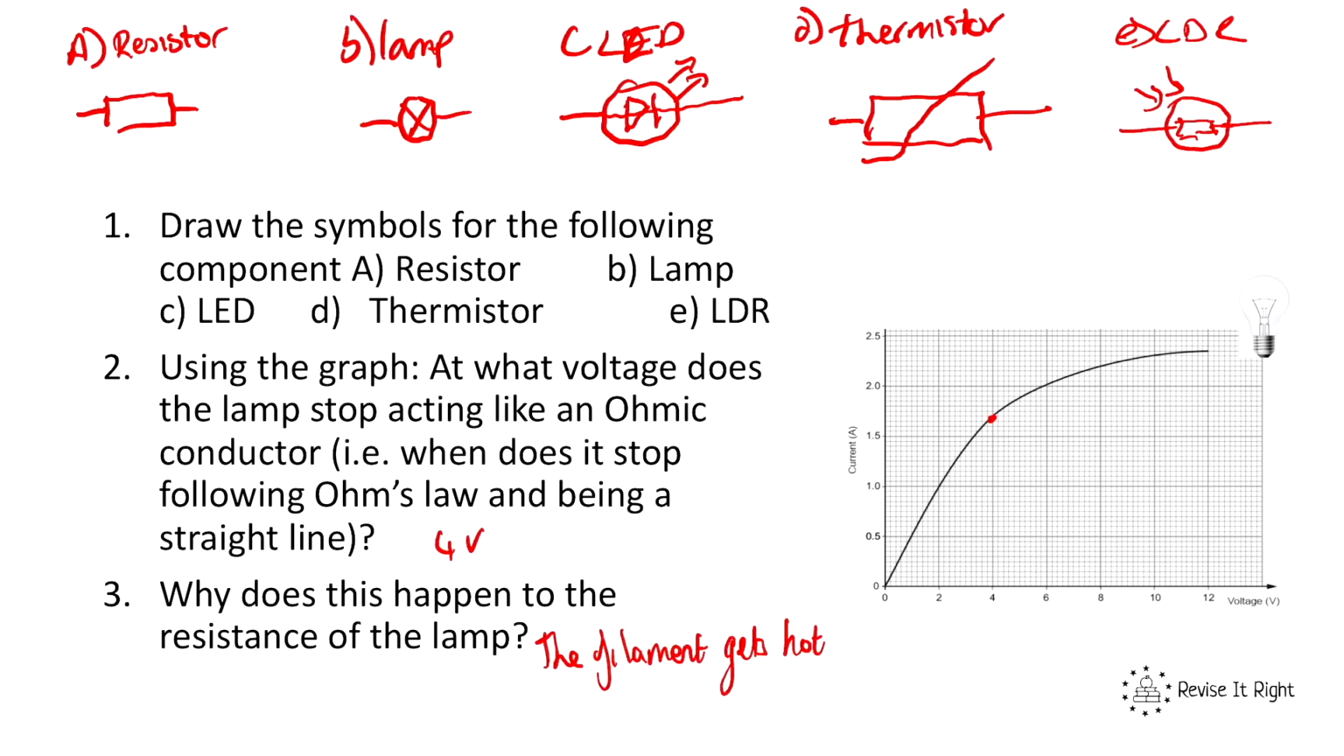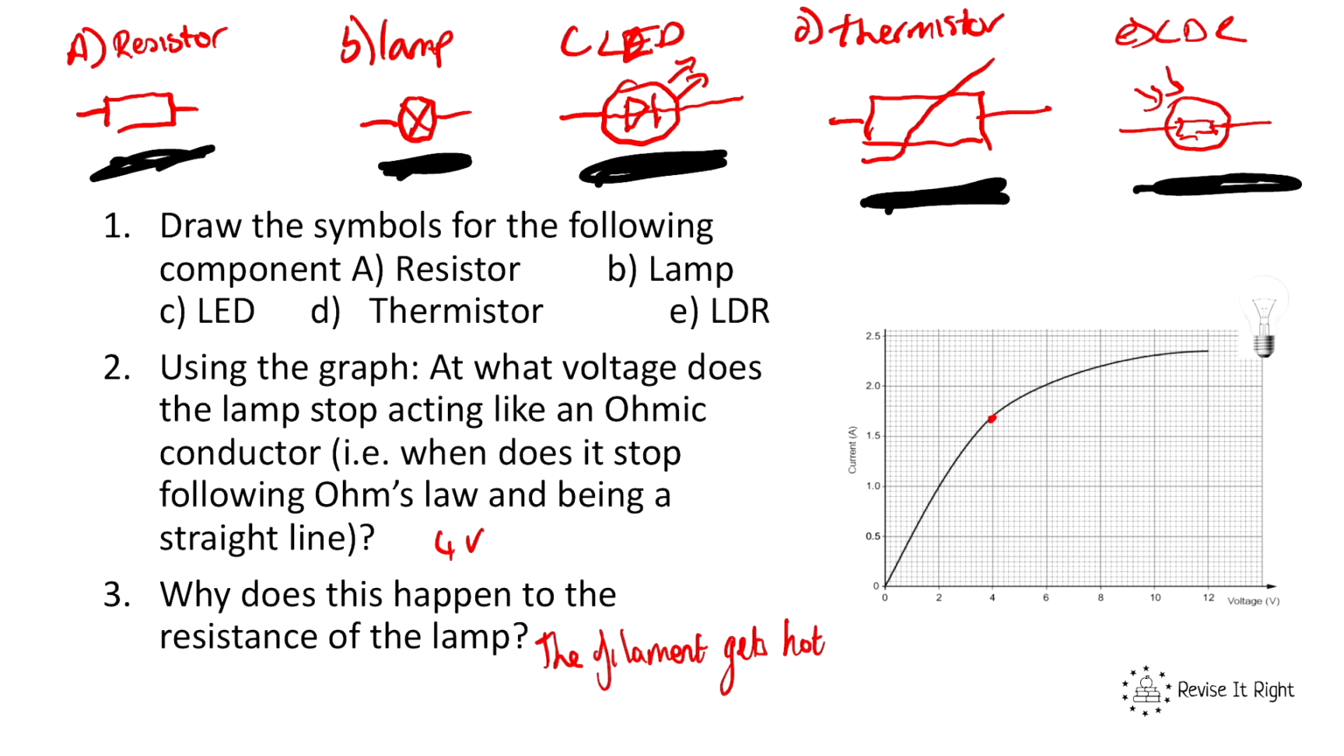Okay, so let's go through the questions. So number 1, A, this is your symbol for your resistor. B, here is your lamp. C, here is your LED. D, here is your thermistor. And E, here is your LDR. Now, it's always a good idea, remember, to continually test yourself on these circuit symbols to make sure you remember them.